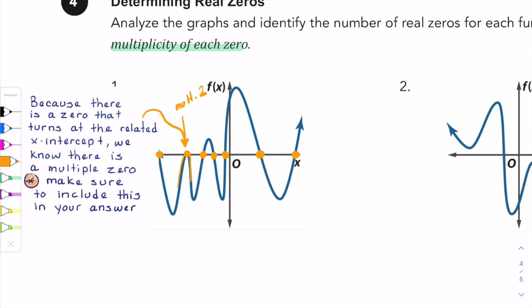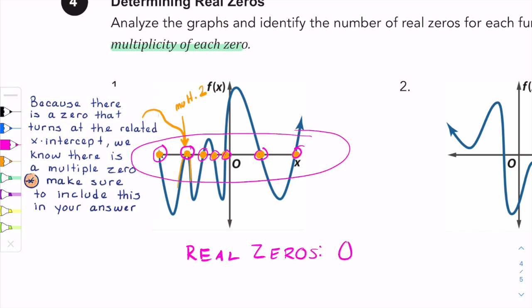So if I count up my zeros, I have 1. This counts as 2, so 2, 3, 4, 5, 6, 7, 8. So I'm going to say real zeros on this example is 8. And pay attention to whether or not the graph crosses or touches at that zero.